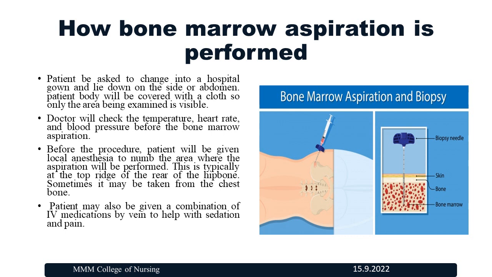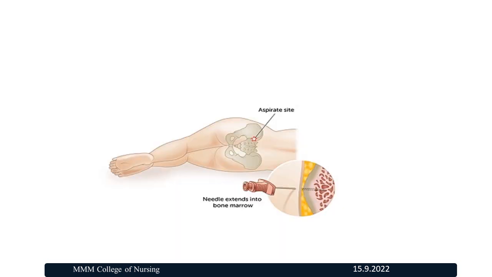The patient may also be given a combination of IV medication, by vein, to help with sedation and pain. This is where the needle extends into the bone marrow. Here it is mentioned as the aspirate site.